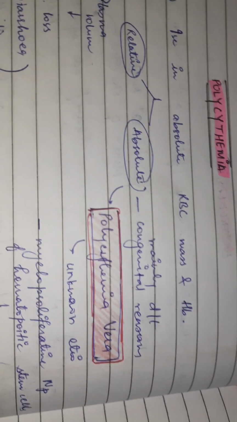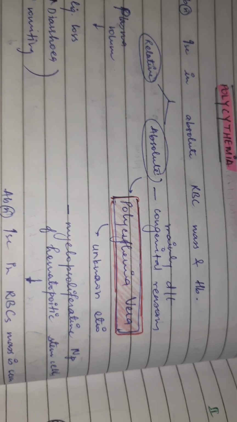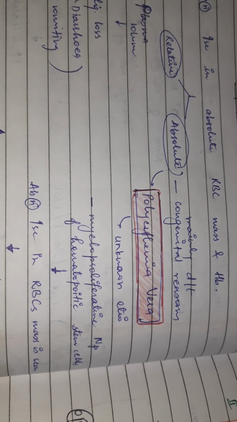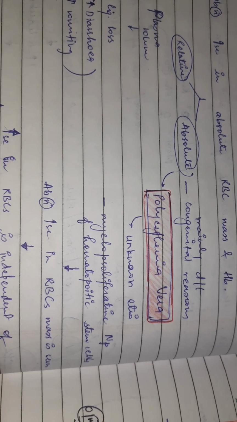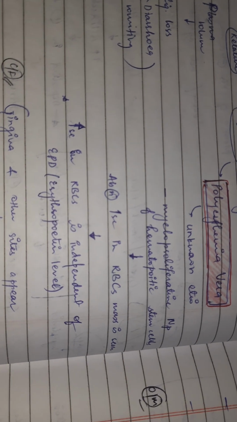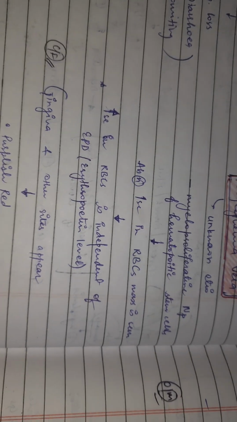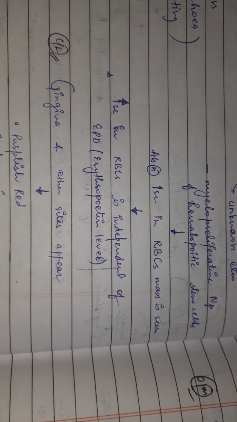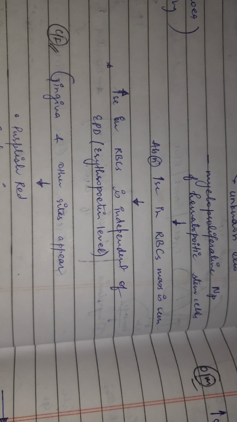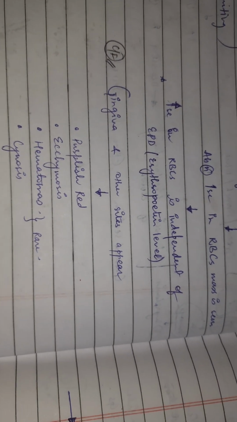In case of absolute polycythemia, it is mainly due to primary reasons, like polycythemia vera, of unknown etiology. It is a myeloproliferative neoplasm of hemopoietic stem cells. Abnormal increase in RBC mass is seen. The increase in RBCs is independent of erythropoietin level.